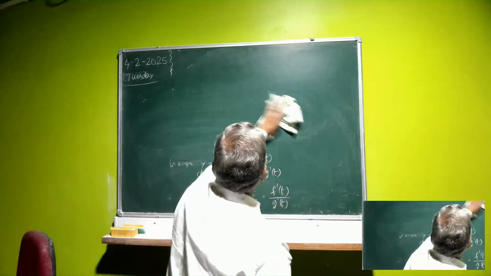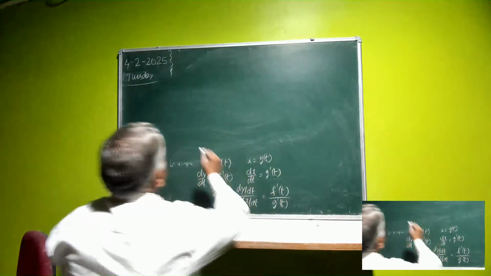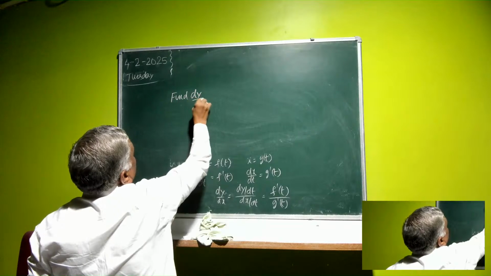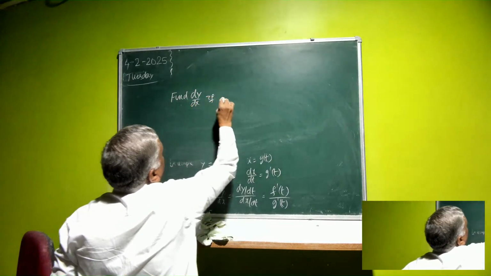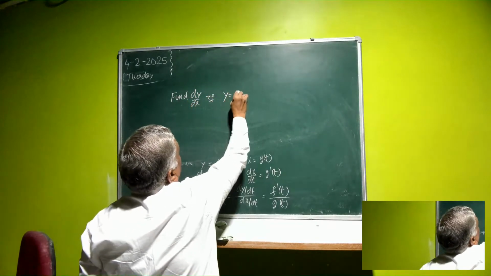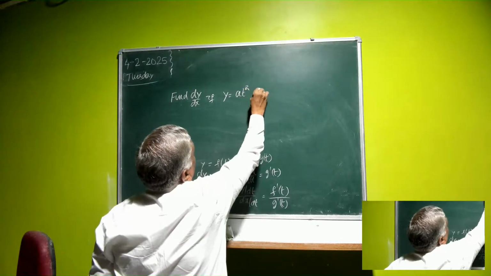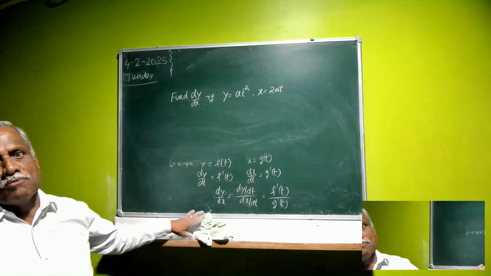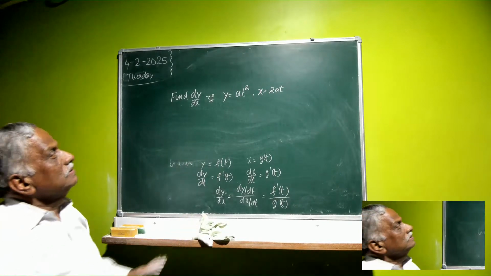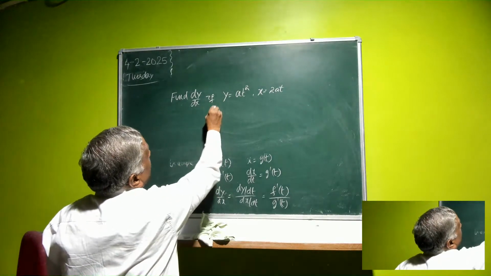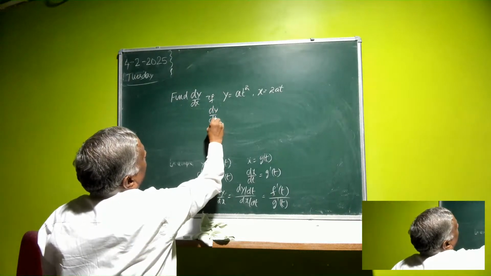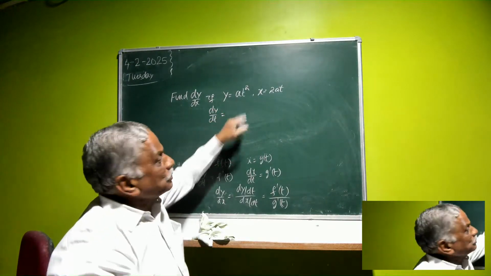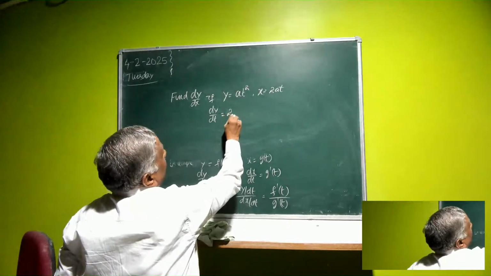The first problem. Find dy by dx, if y is equal to a t square, x is equal to 2at. The moment you see the problem, it's very clear, it's a problem of parametric. So it's as good as working two problems. I am finding dy by dt. If it is x square, I would have got 2x. Because it is t square, I get 2t. A is a constant.